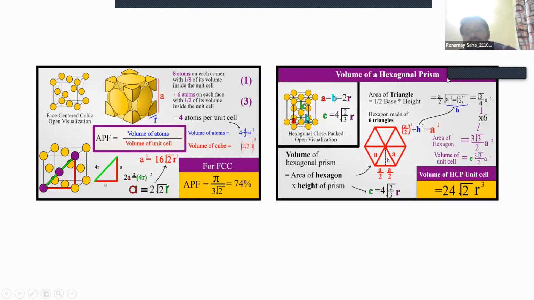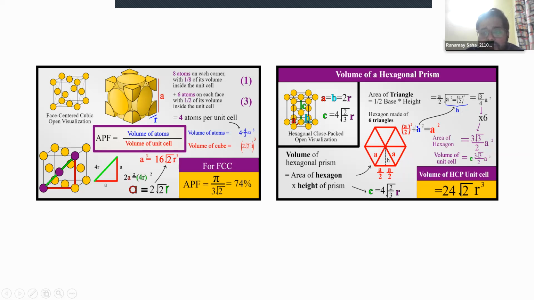So the last one is the hexagonal close pack structure. You can consider it as a hexagonal prism. The area of a hexagon you can find using these geometrical relations. If this whole thing is a and you drop a perpendicular from the center, you get a bisection here as a by 2 and a by 2. And these are a because the angles remain the same, 60 degrees each.